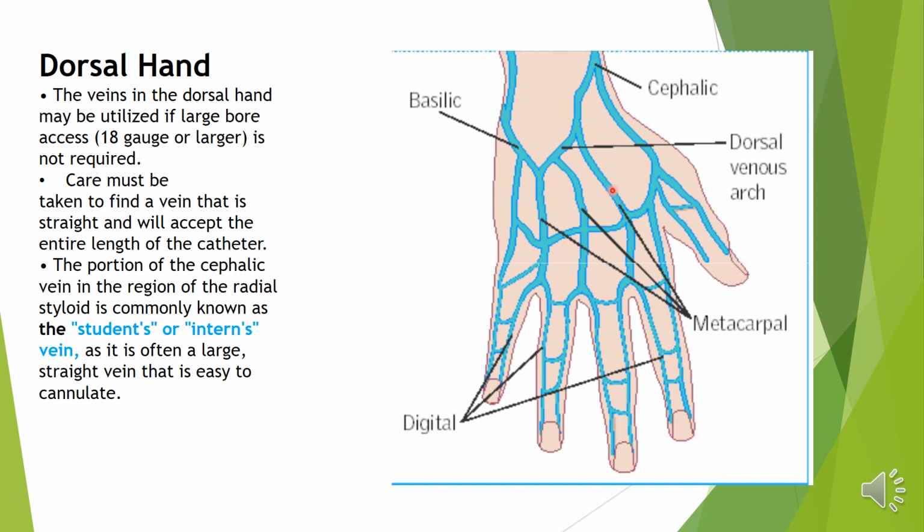These are the veins of the dorsal hand: basilic vein, cephalic vein called the student's or intern's vein, dorsal venous arch, metacarpal veins, and digital veins for IV cannulation.